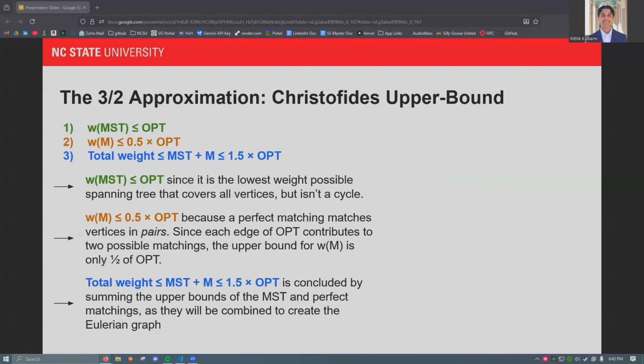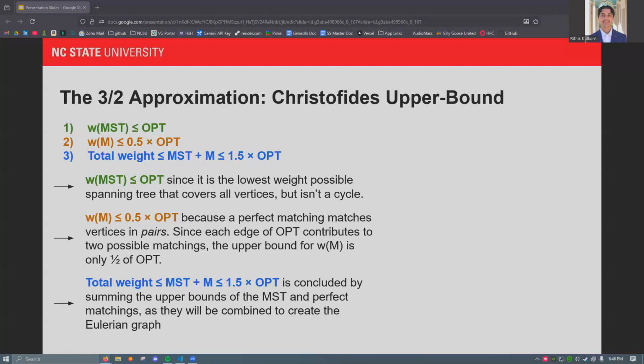Okay, so the three halves approximation is the idea that the Christofides algorithm will always find a solution with weight that's at most 1.5 times the weight of the true optimal solution, given the bounds of this specific instance of this problem. And here I'll do a quick breakdown of why we understand this. Since the minimum spanning tree is defined as the lowest weight possible, but it isn't a cycle, it is a lower bound for the OPT, and therefore must be less than or equal to our optimal solution.